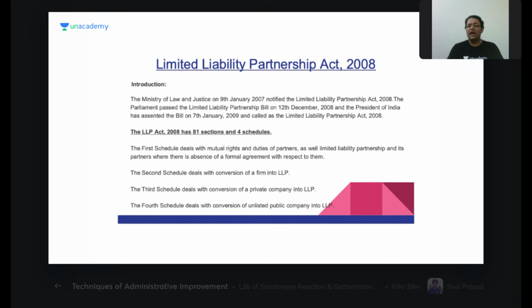Why do you think the Limited Liability Partnership Act was required when we already had the Indian Partnership Act 1932, which was in existence and doing very well? Why was the Limited Liability Partnership Act 2008 introduced to us? Anyone? Any answers? You can type the answers if you want. We can discuss a little on this.